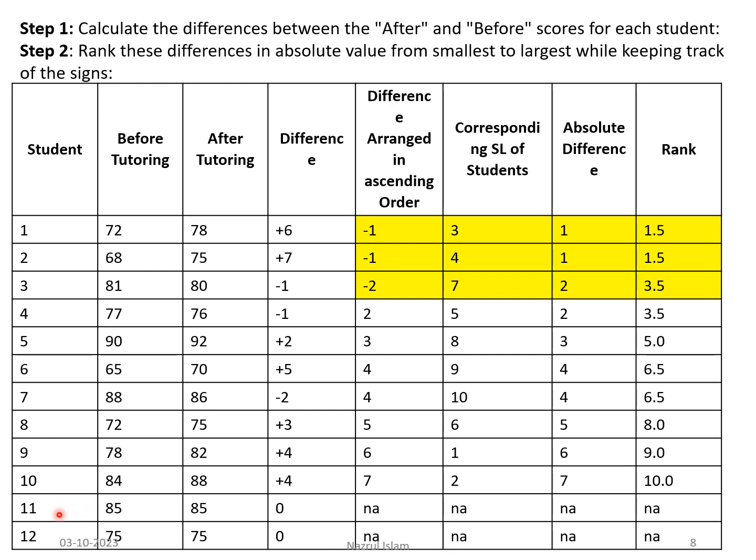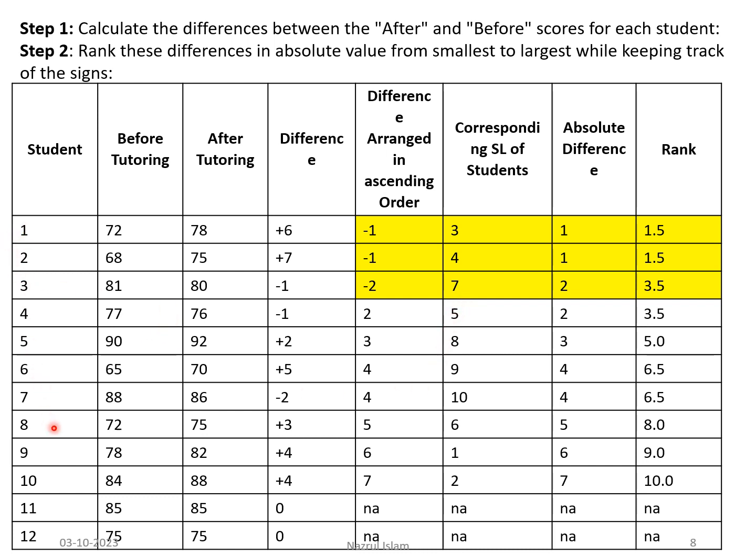Note that in student numbers 11 and 12 have the same scores, so their difference is 0, and this data has been omitted from our result. Then the differences are arranged in ascending order. This is minus 1, minus 1, minus 1, and minus 2, 2, 2, and etc. These differences are arranged corresponding to the serial number of the students.